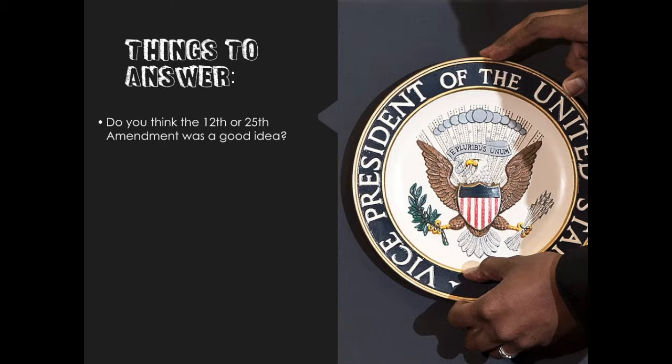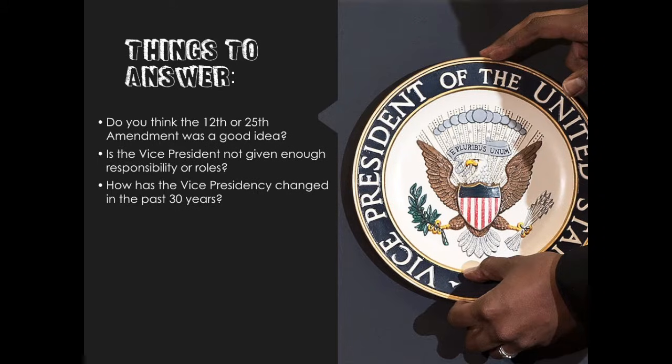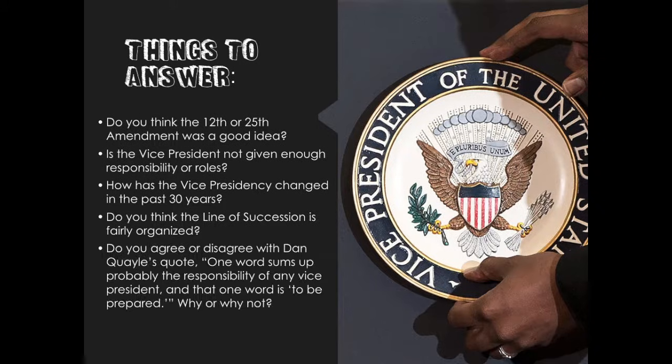So now that we've learned something about the vice president, I have a few things to answer. Do you think the 12th or the 25th Amendment was a good idea? Is the VP not given enough responsibility or roles? How has the vice president changed in the past 30 years? Do you think the line of succession is fairly organized? And do you agree or disagree with Dan Quayle's quote, "One word sums up probably the responsibility of any VP, and that one word is to be prepared." Why or why not?